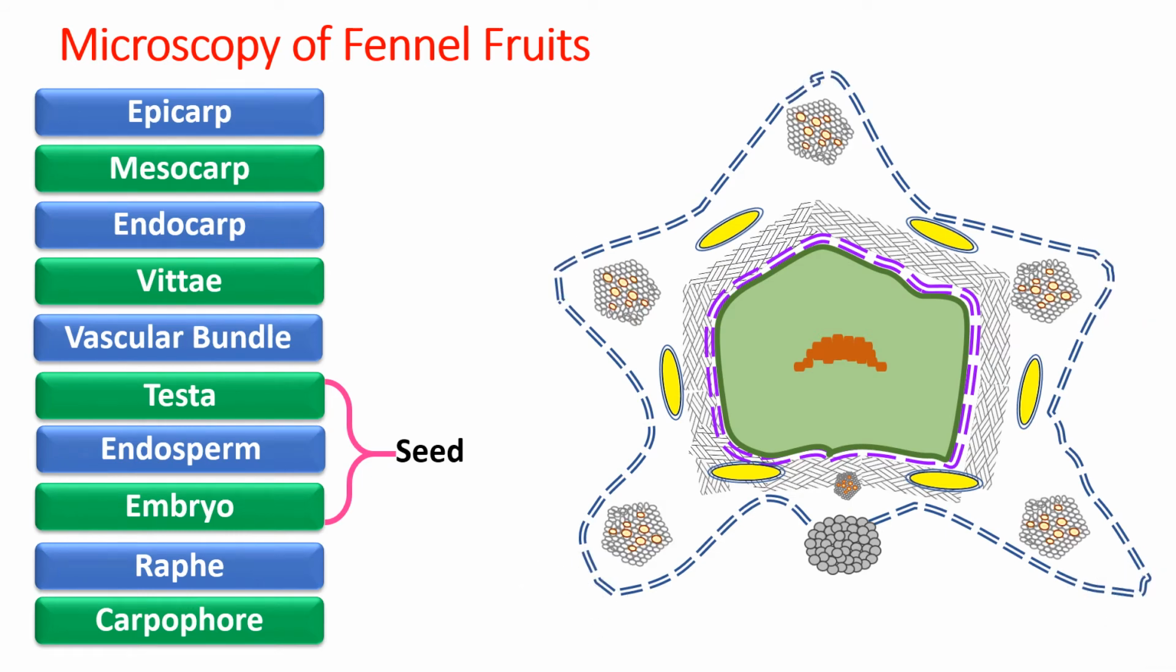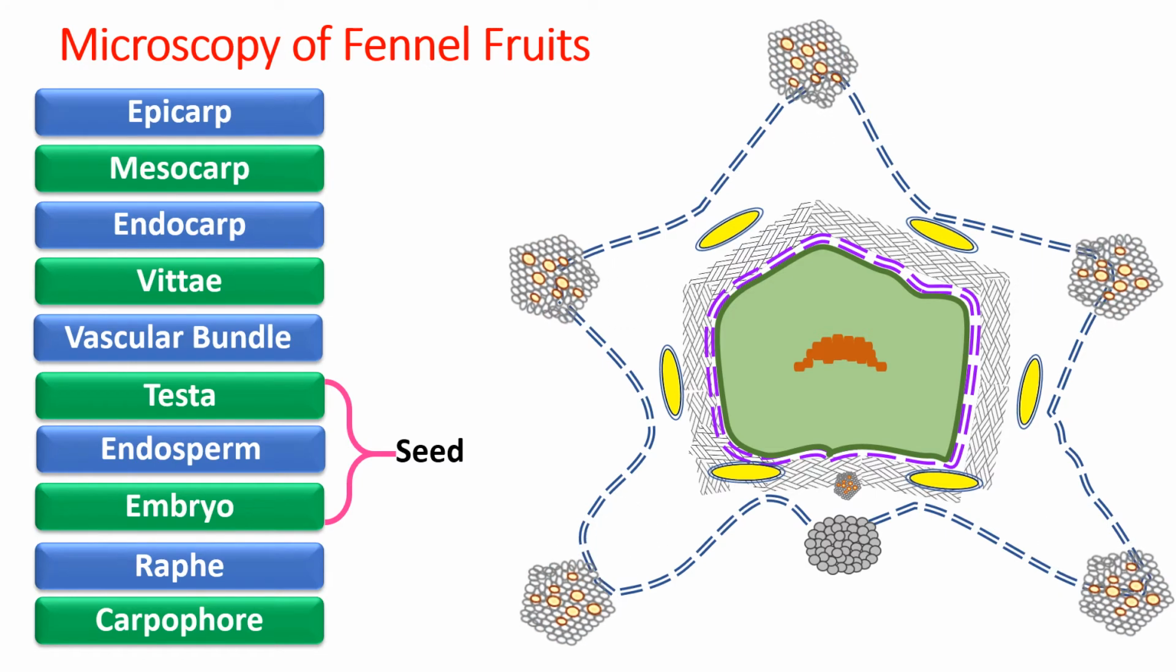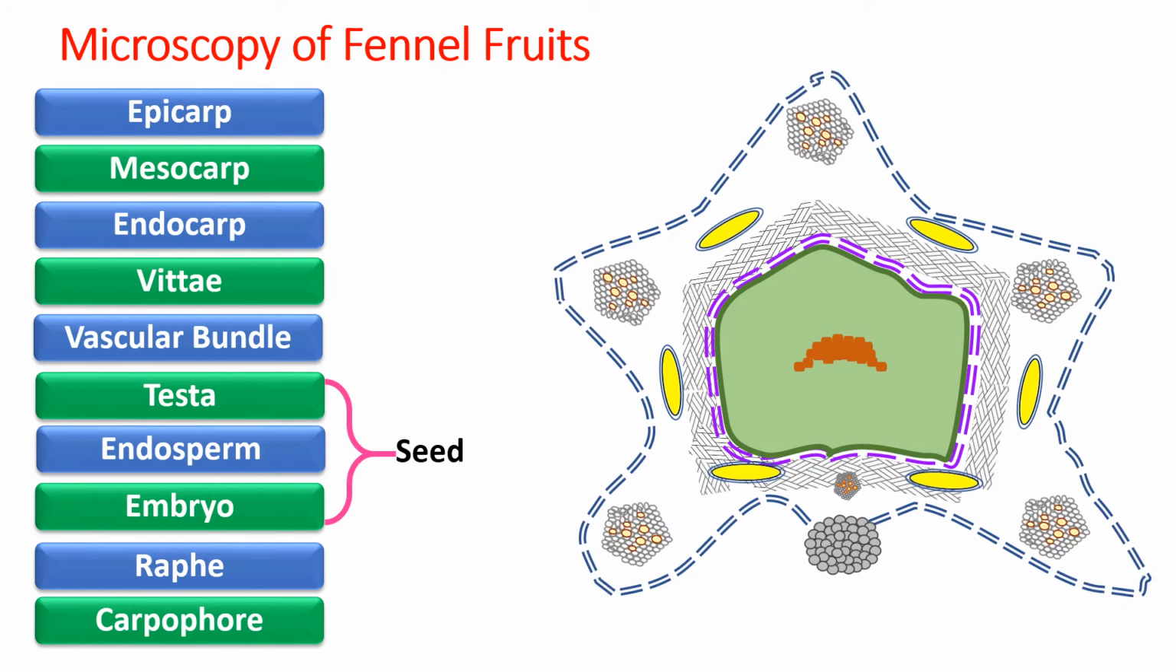These are the five vascular bundles which cause the bulging or protrusion so that it gets the ridges. The fennel fruit externally shows the presence of ridges, and the ridges are formed because of these vascular bundles. They have both phloem as well as xylem in them.